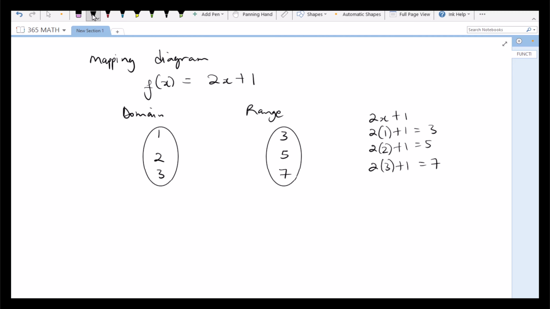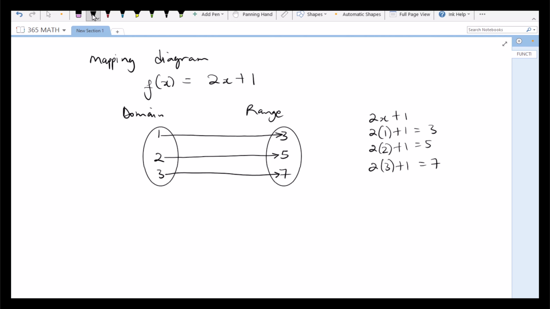So you have to have an arrow that shows where you are taking the number from the domain to the range. This means that if we put 1 into the function, we get 3 as the outcome. And if we put 2 into the function, we get 5 as the outcome, which is the range. And if we put 3, which is our domain, into a function, we get 7 as the range.